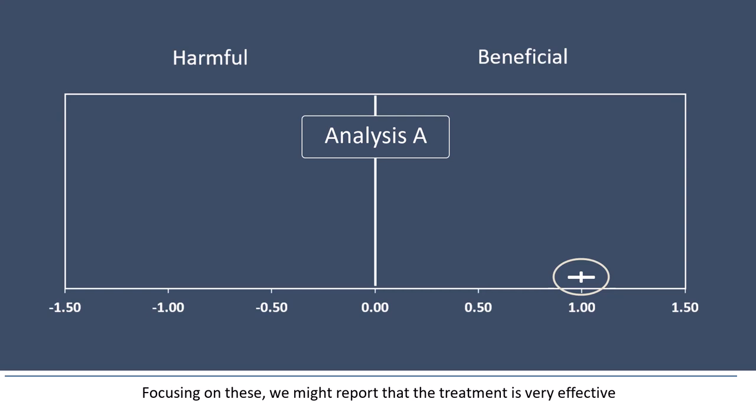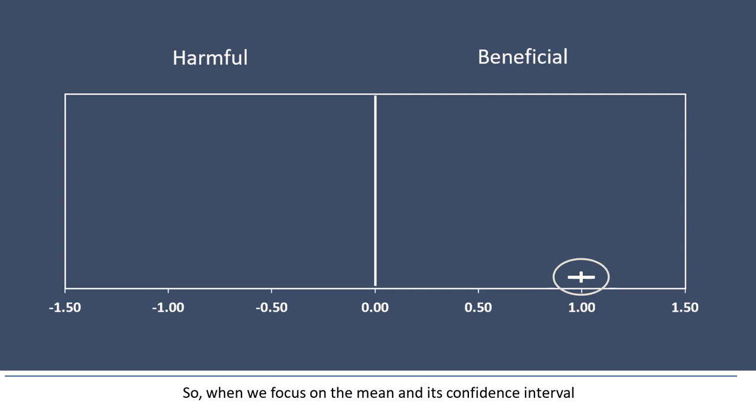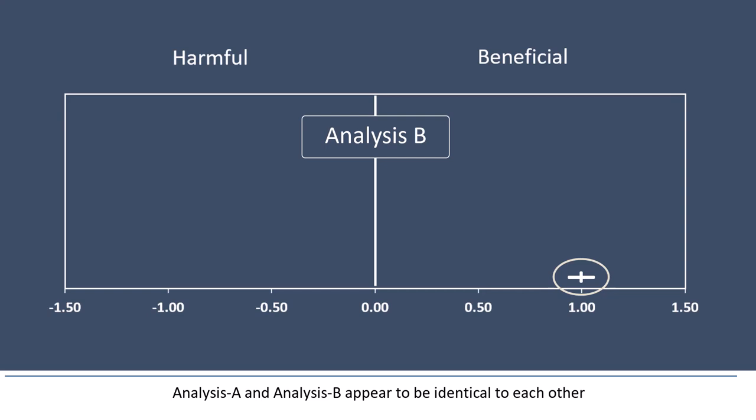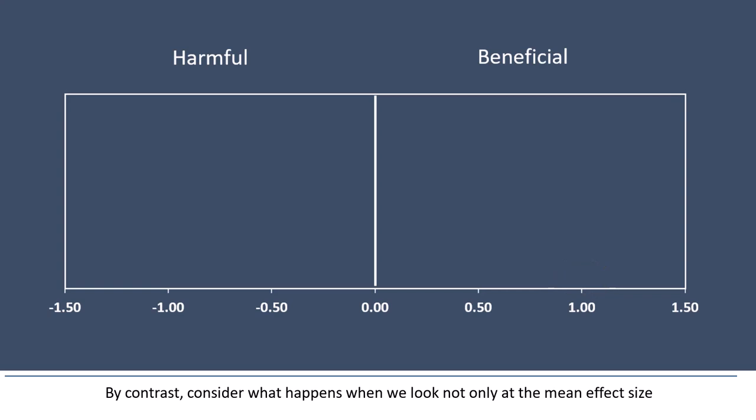Now, let's consider a second analysis. Let's call this analysis B. This is the mean effect size and its confidence interval. Again, we might report that the treatment is very effective. So, when we focus on the mean and its confidence interval, analysis A and analysis B appear to be identical to each other. By contrast, consider what happens when we look not only at the mean effect size, but also at how the effect size varies across populations.